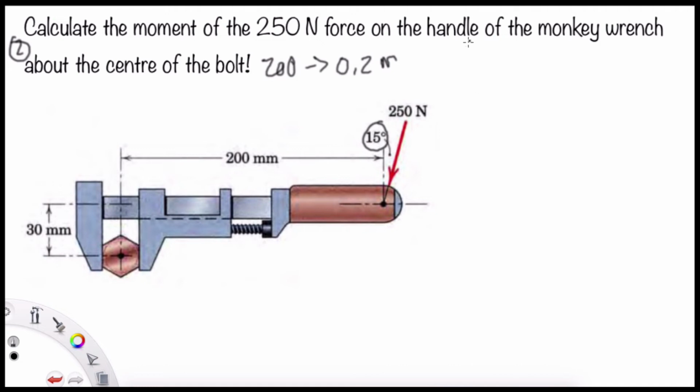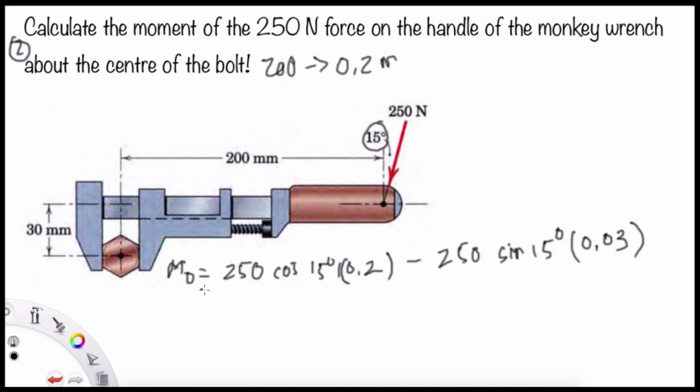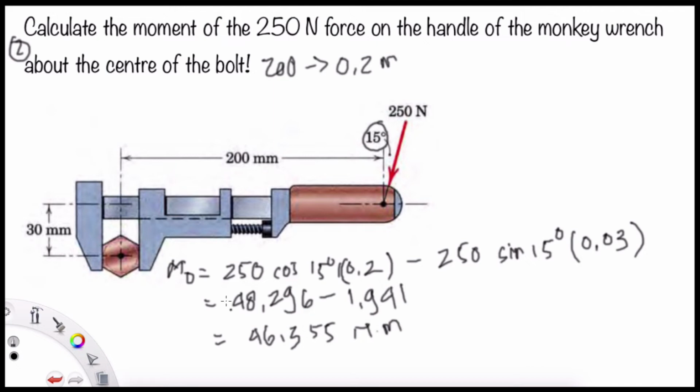And then what we have to calculate first, we have to calculate the MO, right? So MO will be... okay. So it is the MO here. What is the moment at the bolt, where the center of the bolt here is the point O. So we say it is the MO.